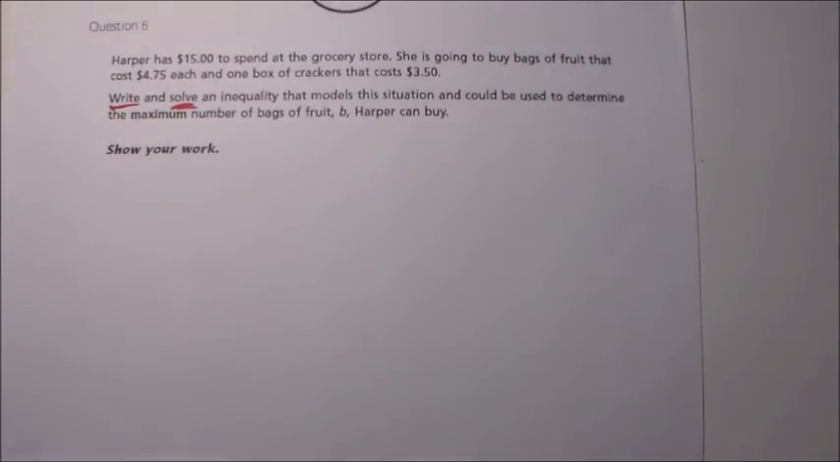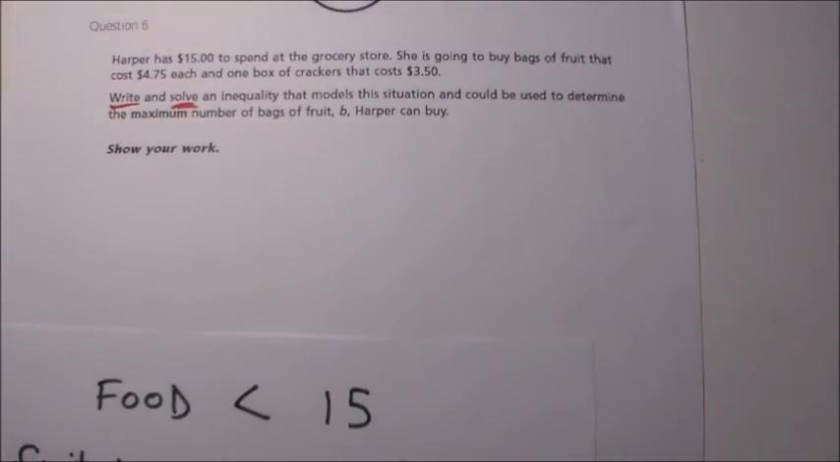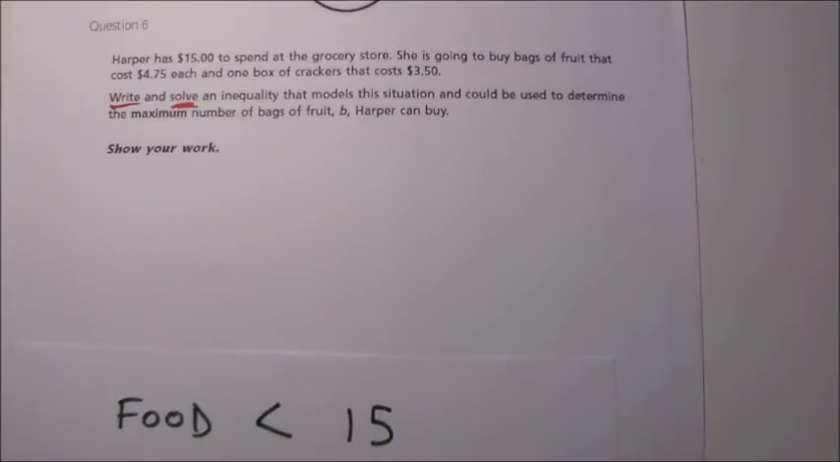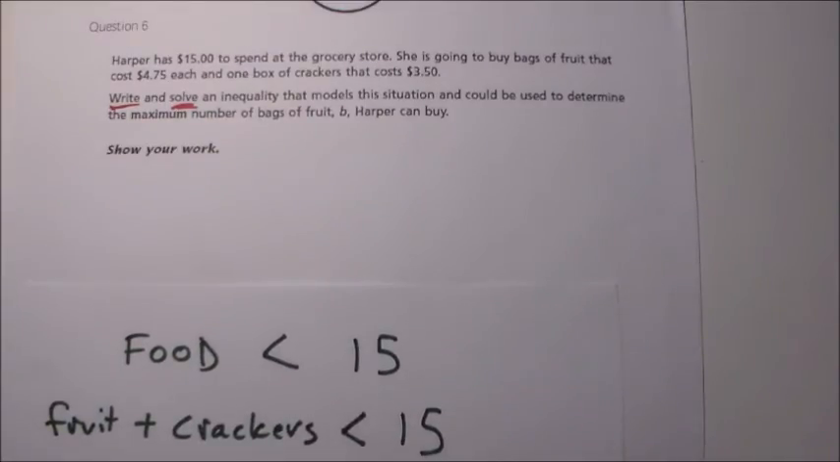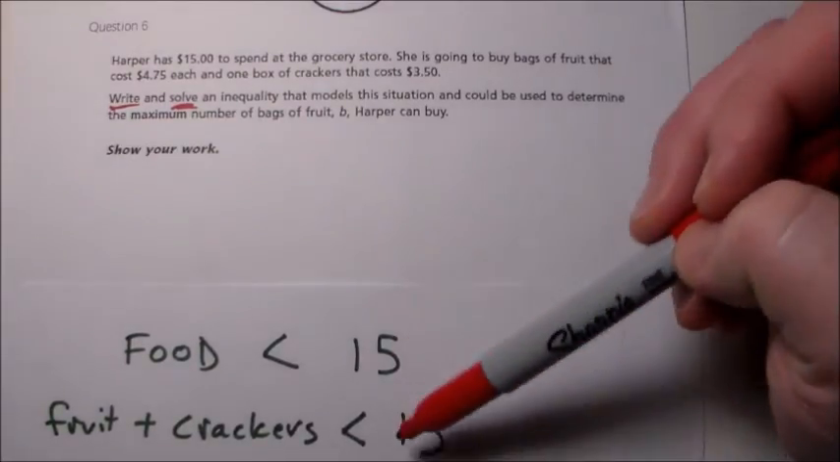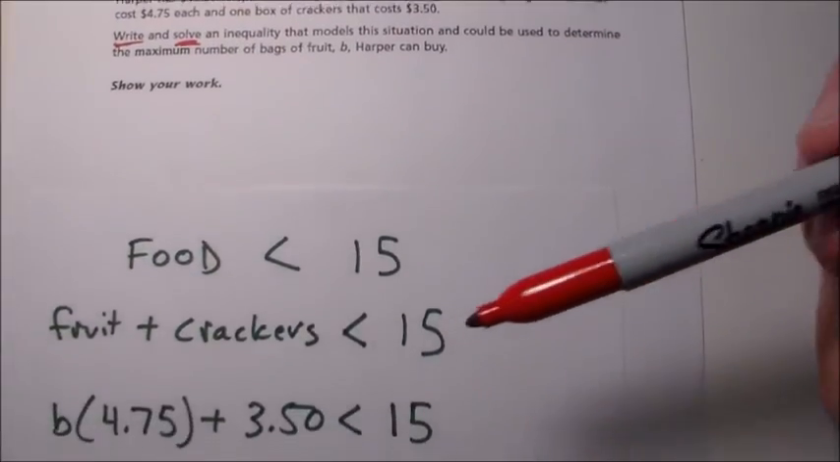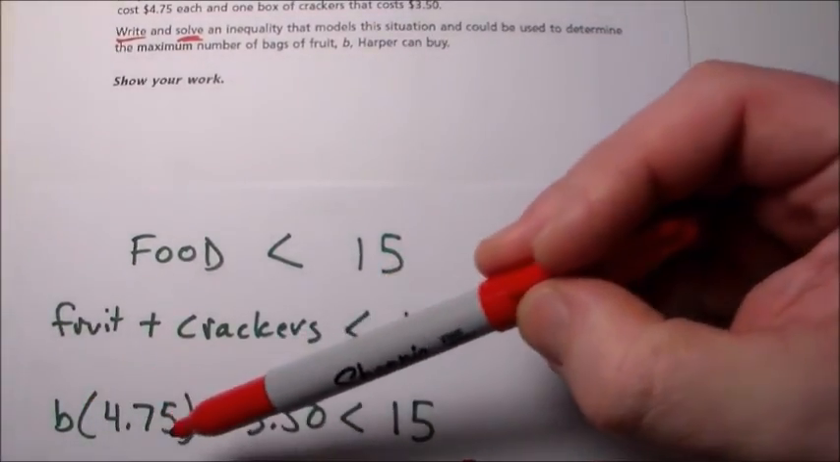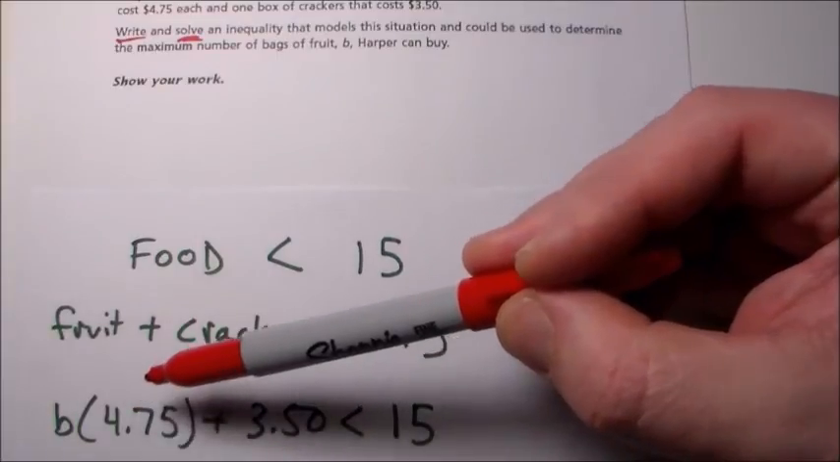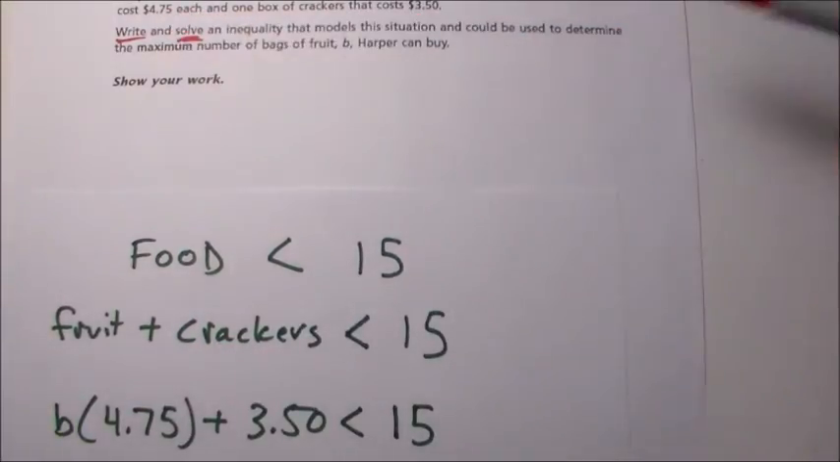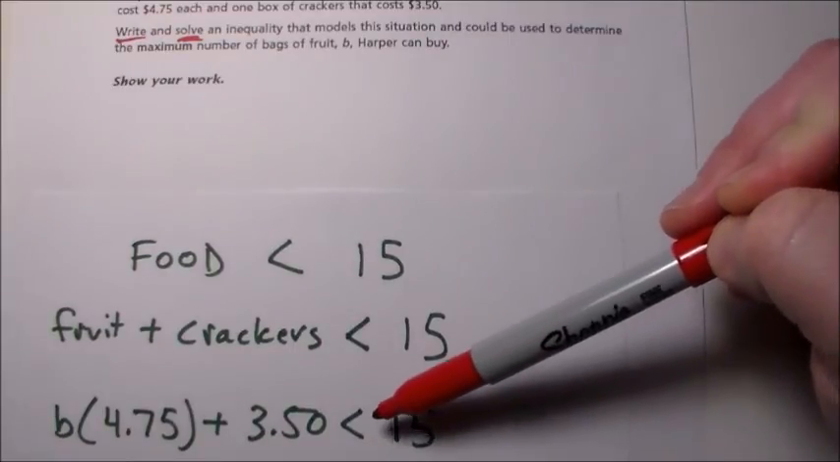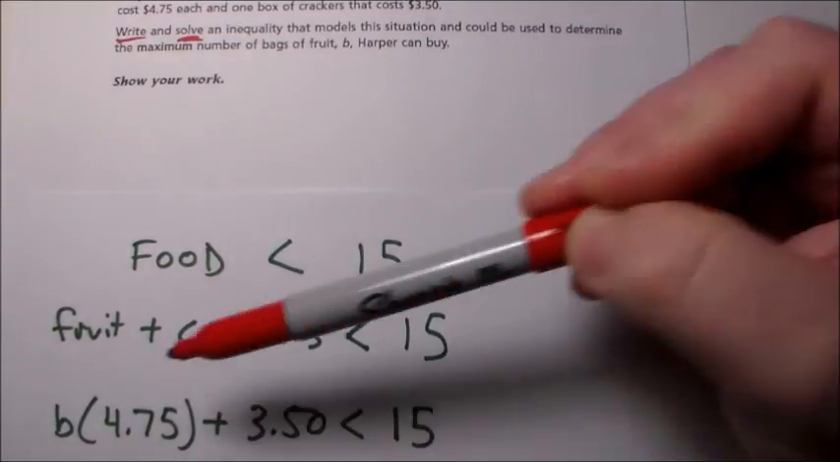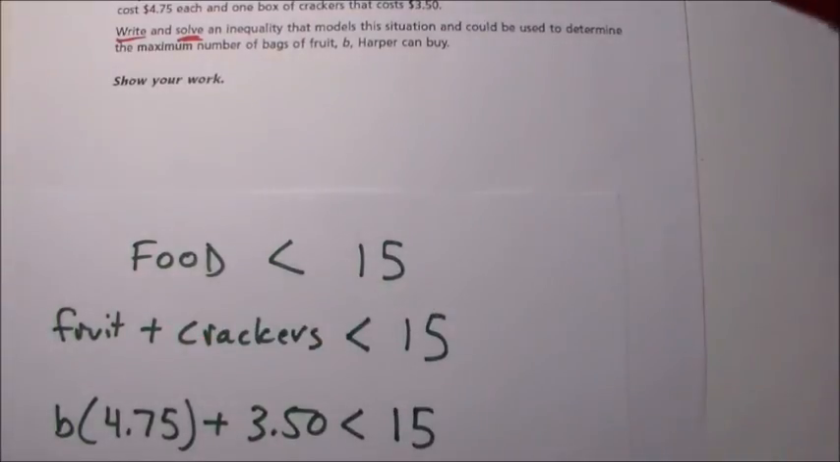All right, so let's do it. Here we go. Food has to be less than $15, right? Because Harper only has $15 to spend. What food is Harper buying? Well, she's buying fruit and crackers. And it has to be less than 15 bucks. She has to buy B bags of fruit, and each bag of fruit costs $4.75, plus $3.50, is going to be less than $15. And there's my inequality that we can solve, and we're good to go.